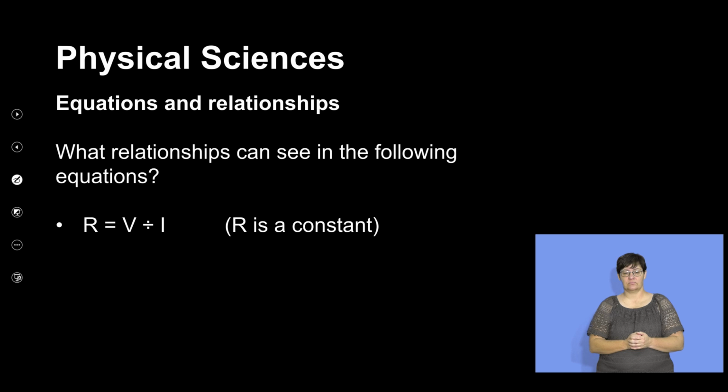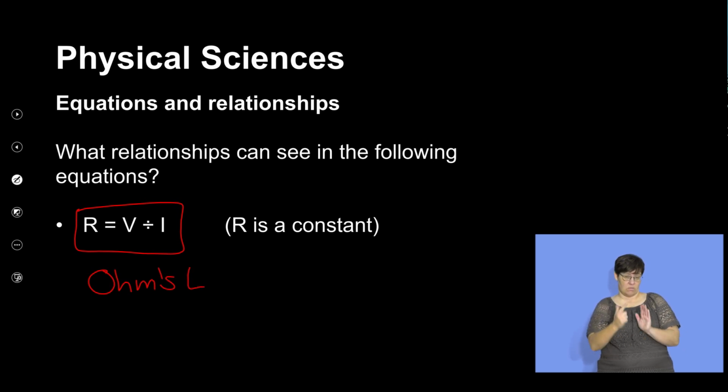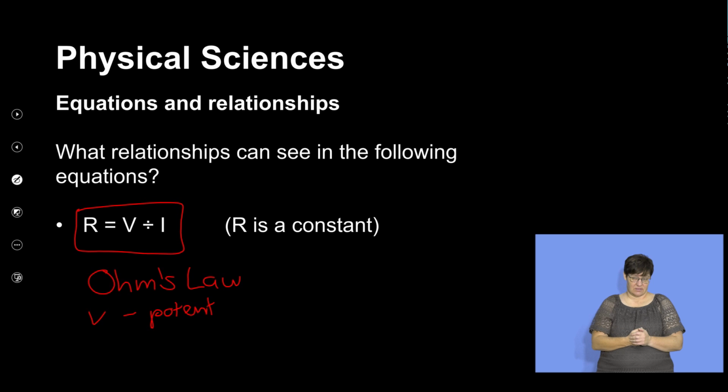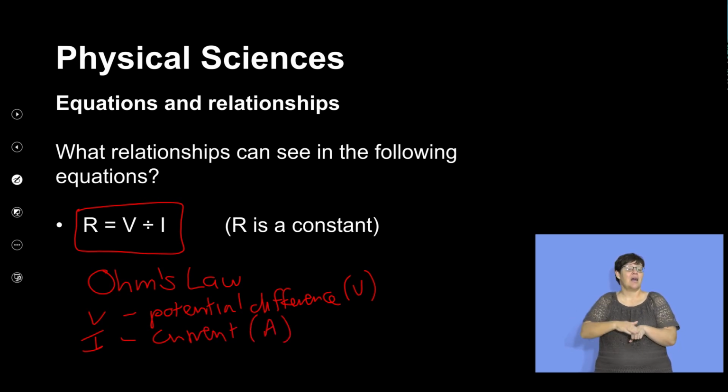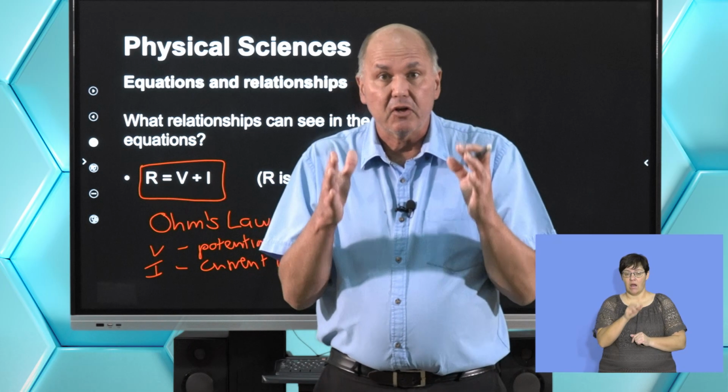if we have this equation, an equation that is R is equal to V divided by I, it is the equation from Ohm's law, dealing with electricity, where V is known as voltage or potential difference, measured in volts, and I is the current that's measured in ampere.